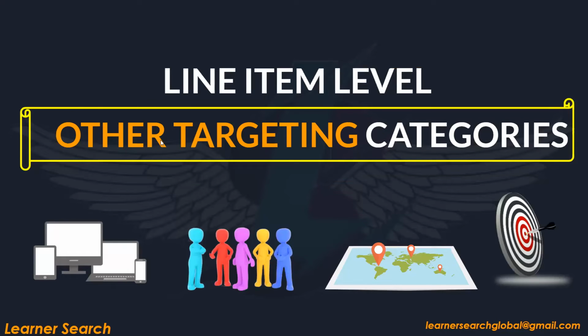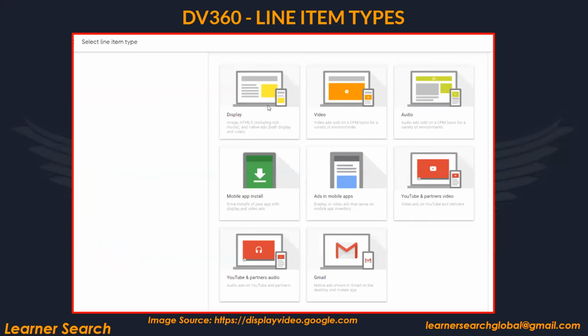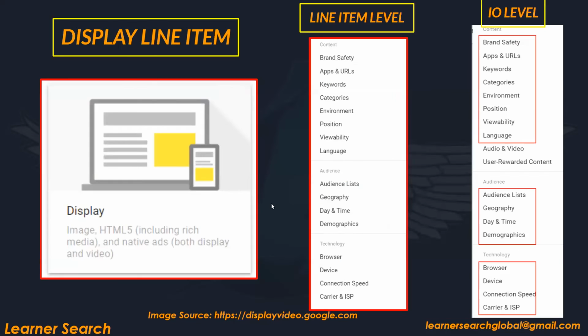Till now we have discussed inventory source targeting. Let's look at the other targeting categories. There are different line item types. Let's compare each one and understand how it differs from IO level targeting to line item level. In this slide, you can see display line item. So these are the various targeting options at the line item level for the display line.